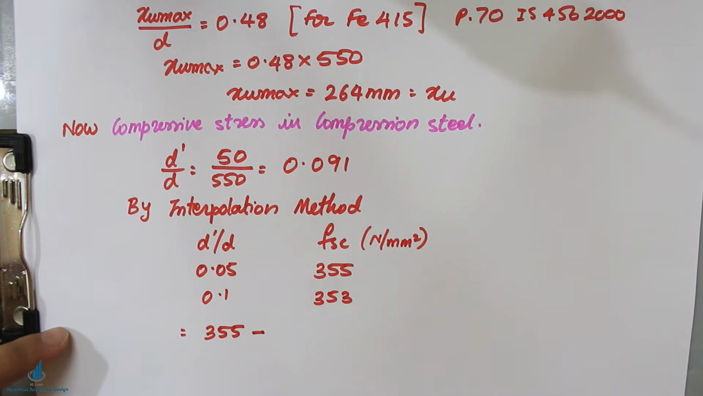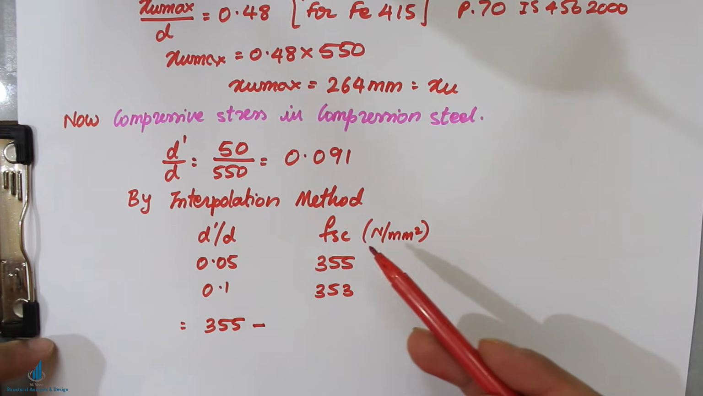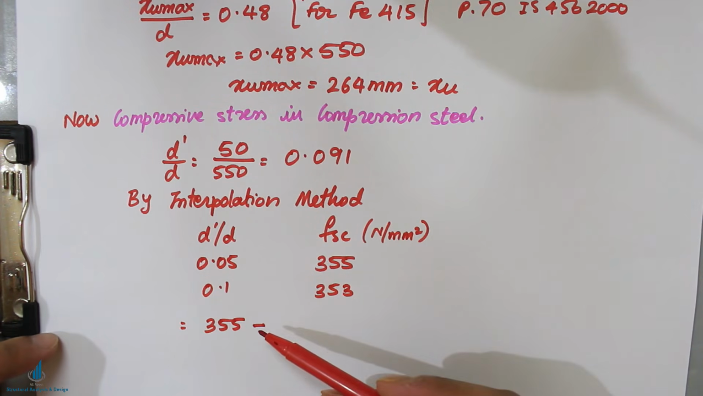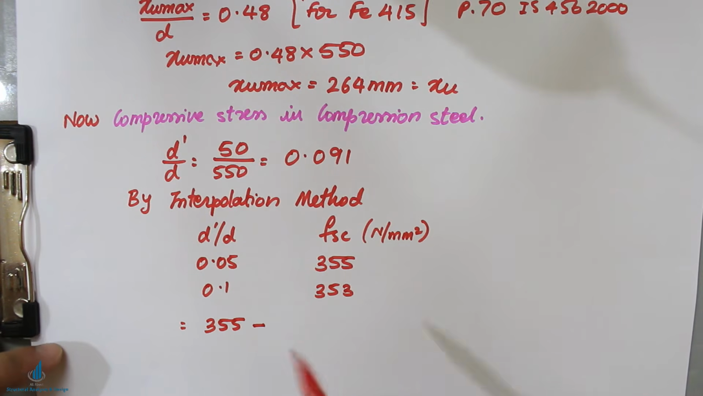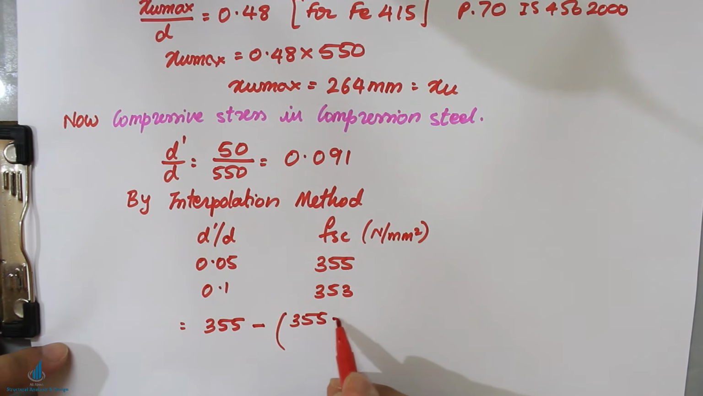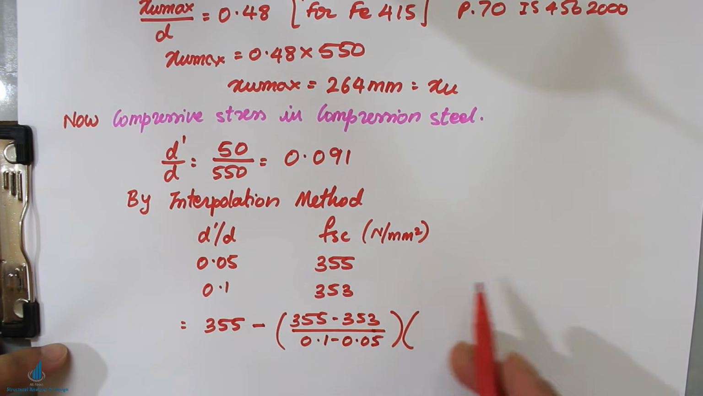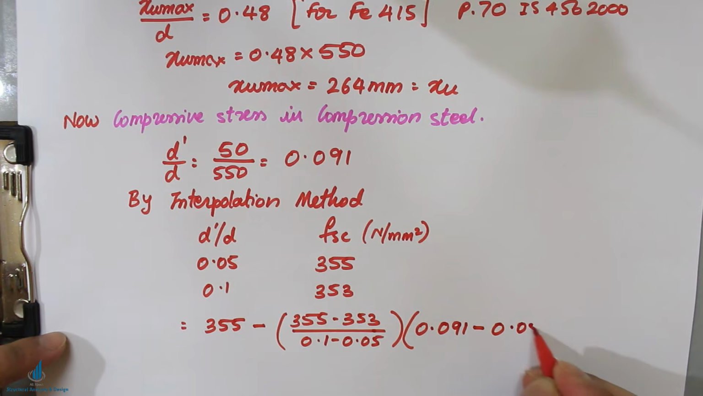So in one of the design problems I had shown you, the compressive stress in compressive steel was one value that was increasing, that's why we used a positive sign there. But now the values are decreasing, that's why we have to use a negative sign here. So minus this 355 minus 353, greater minus smaller, into 0.1 minus 0.05, for which value you are finding out, that is 0.091 minus the least value of d dash by D, that is 0.05.